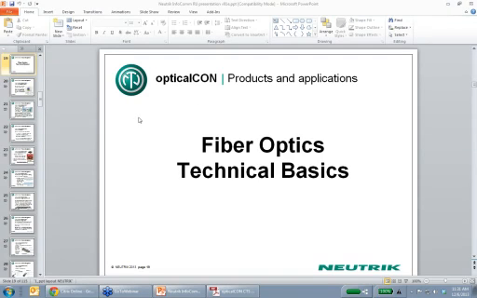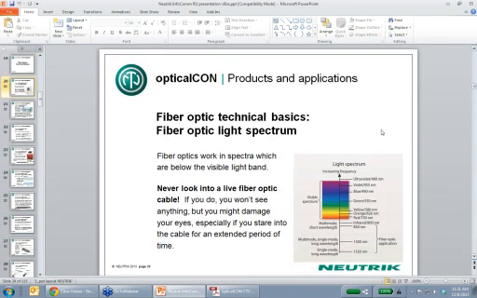All right, good. Well, let's talk about the technical basics of fiber. What is this stuff and how does it operate? So, let me see if I can use my computer. All right, the fiber optic light spectrum.